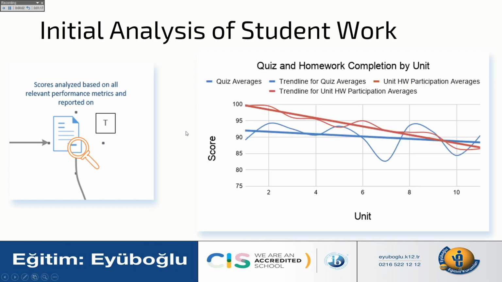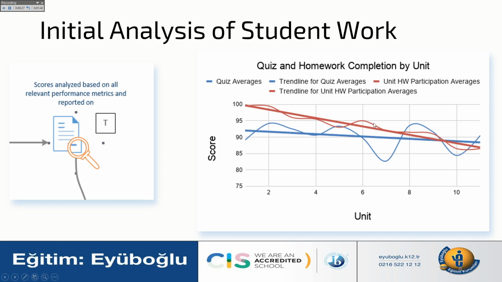This is just showing you basically two lines. One of them you see here is the quiz averages, and one of them you see is the homework participation averages. Now these are averages across the entire class, and this is over time, but by time here we've got units. And so in this case, each unit would take about a week. So this is around 11 weeks of schoolwork, probably 12 with holidays and such.